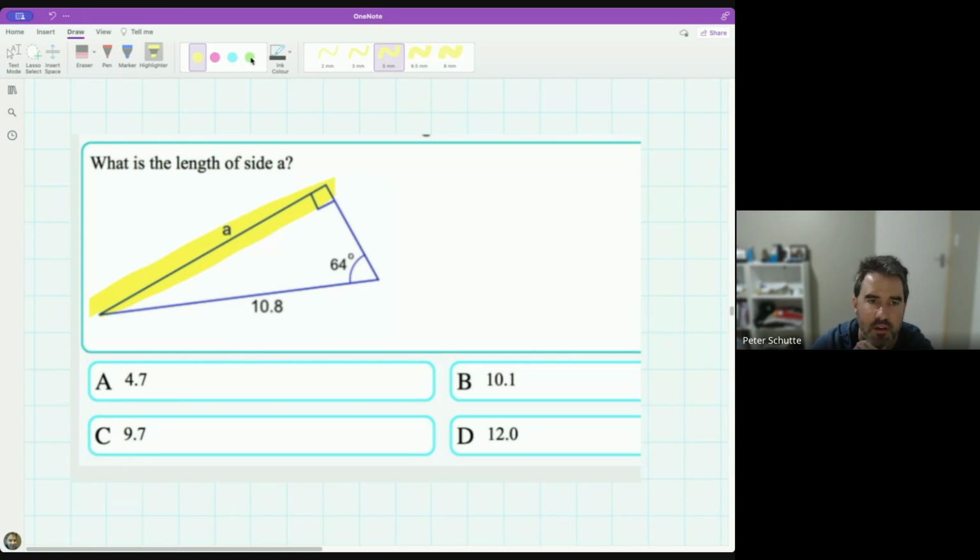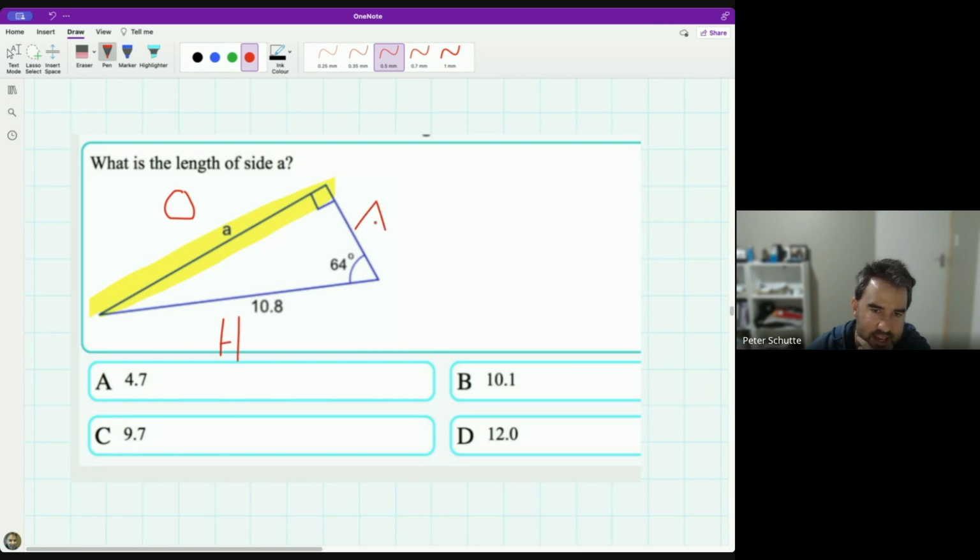So what do we have here? If we label the sides, that would be O, that would be H, and that would be A. Now, I want O and I have H, which means the trig ratio sine must be involved, and I get the sine of 64 is equal to the little a over here over 10.8.